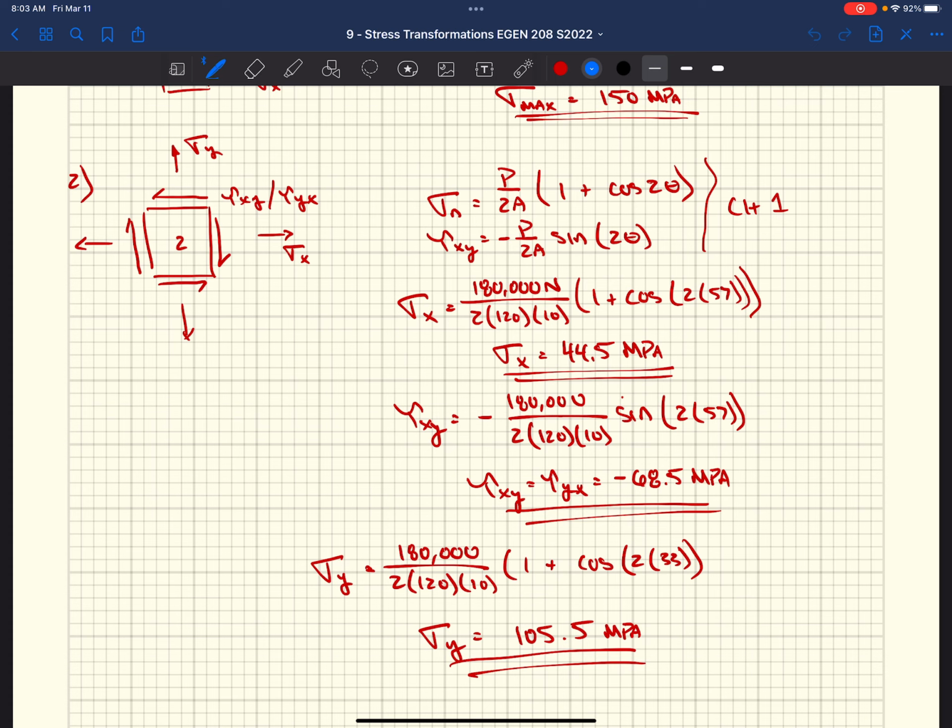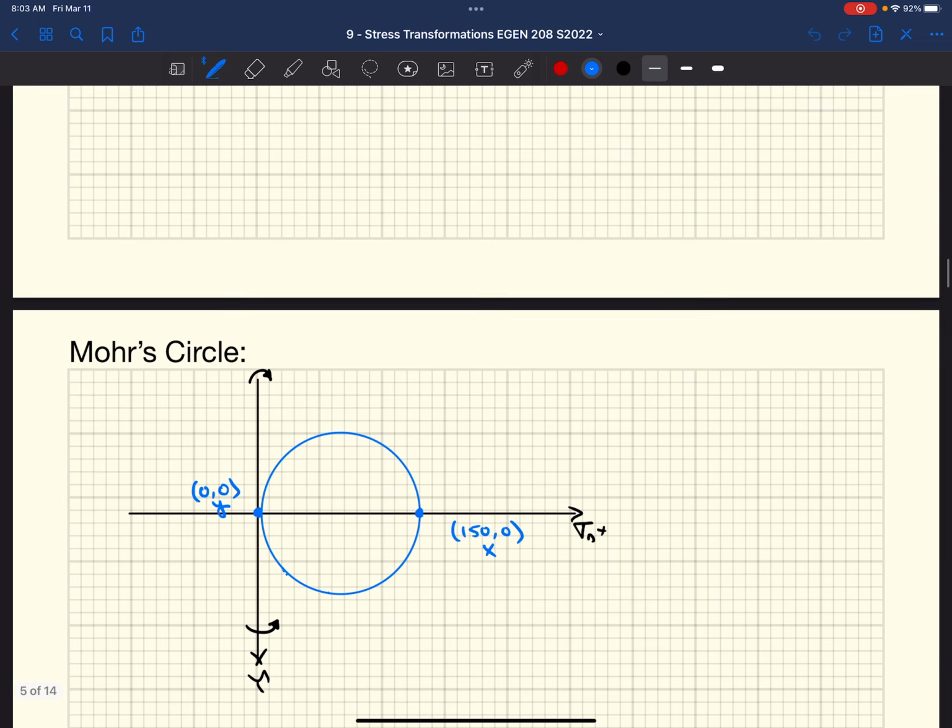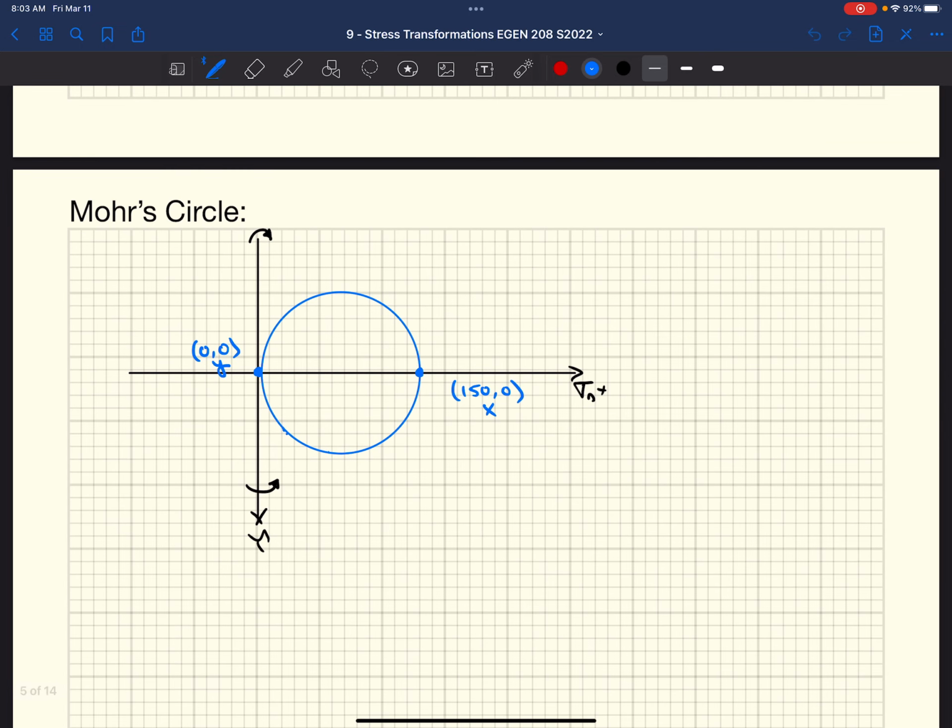Well, what if they asked us what the maximum stress was? If we use this approach, it'd be really hard. You'd have to go through and pick all the different angles, using the magnitudes of our sigma x, sigma y, and tau xy. After calculating every single angle, we'd go back through and figure out what the maximum was. That's where the power of Mohr's circle comes in: once we know our initial stress state, we can plot our 2 points.